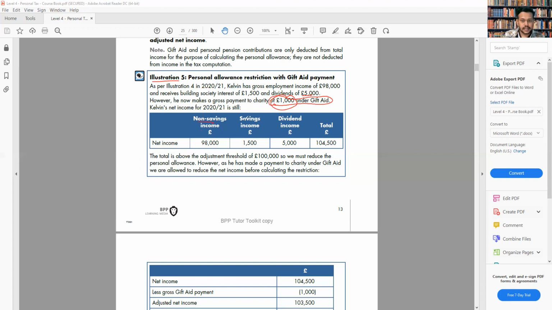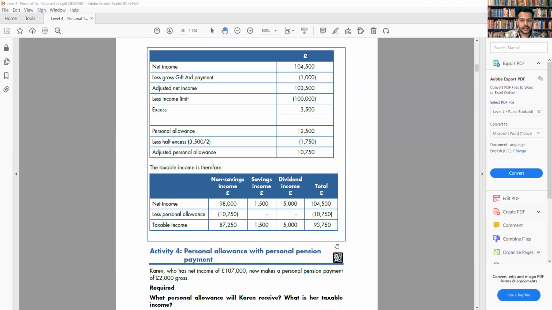Okay, non-saving, saving, and the dividend total is 104. So we have some gross payment of 1,000 he gave under the gift aid. So what we have here, you can see we have a net income of 104, but we need to minus the gift aid payment or PPC, personal pension contribution. It will reduce his net income. So minus 1,000 and the new figure will be 103,500, and we call it adjusted net income.